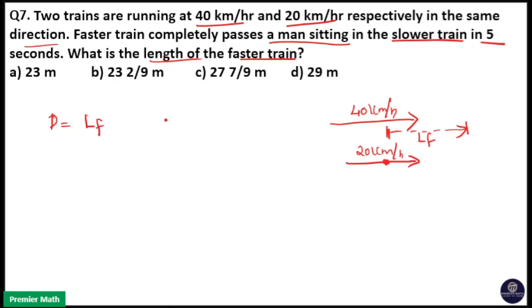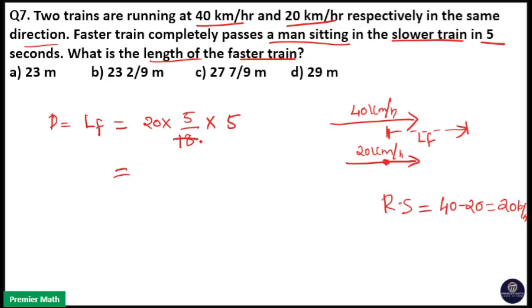So, we need to find out the length of the faster train here. Length is equal to speed into time. Speed is equal to relative speed. When both bodies are moving in the same direction, the speed will be the subtraction of the two speeds, that is 40 minus 20, that is 20 km per hour. So I will convert this 20 km per hour into meters per second, that is into 5 by 18, into time. Within 5 seconds this train passed this man, so 5 seconds is the time.